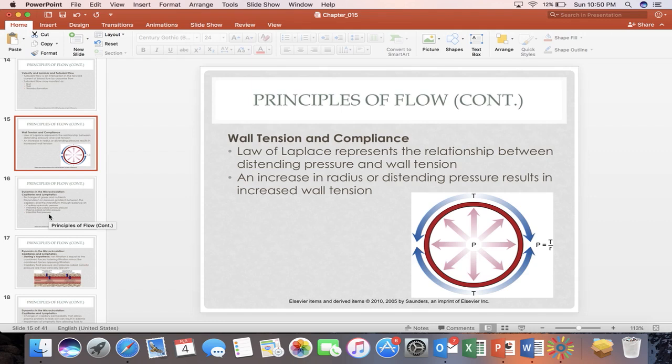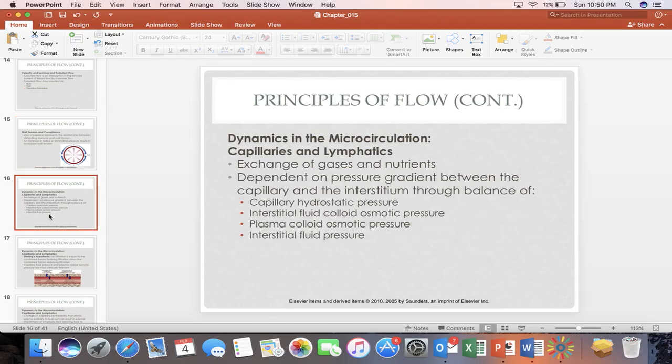Wall tension and compliance. The law of Laplace represents the relationship between distending pressure and wall tension. An increase in radius or distending pressure will result in an increased wall tension. As blood flows through your artery, it will flow against the wall due to the resistance.